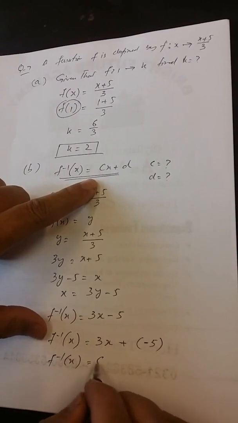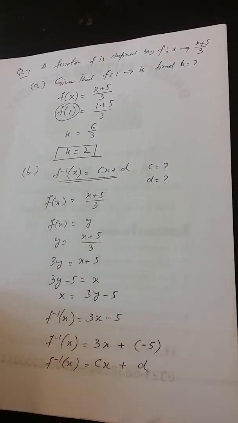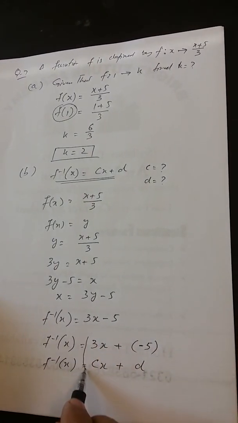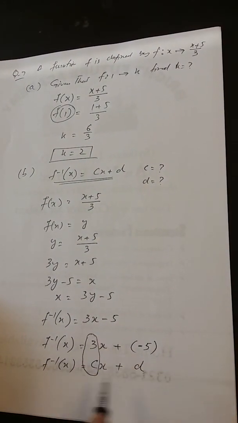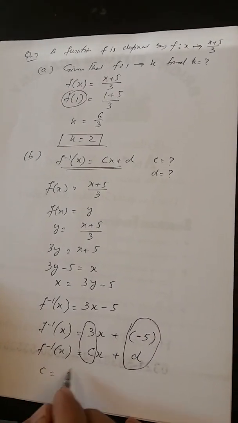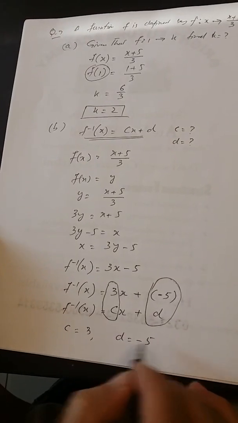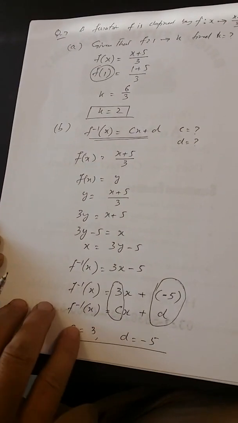And one inverse function has been provided in the question, in which we have to find the value of c and d. This is the working. Basically you will mark here and here. You will just see c is 3 and d is equal to minus 5. These are the values of c and d.